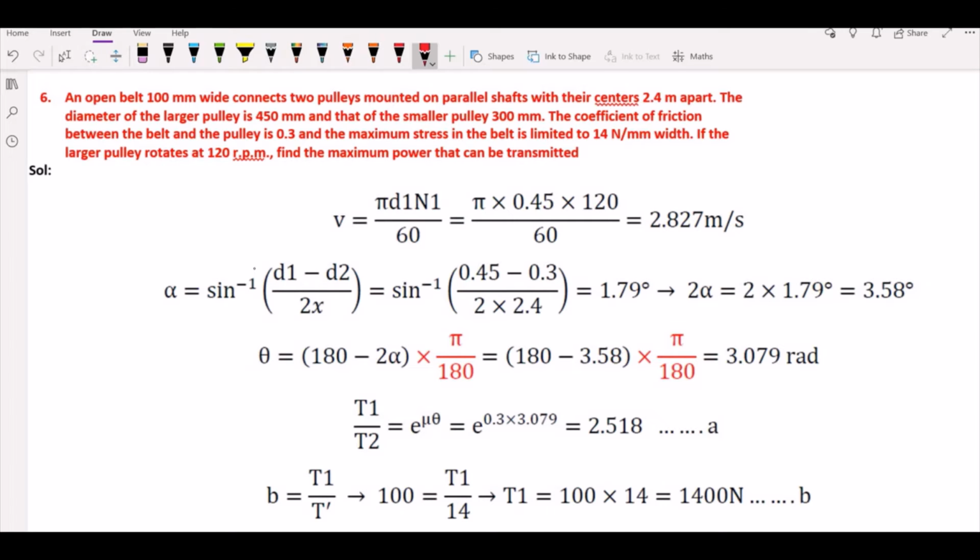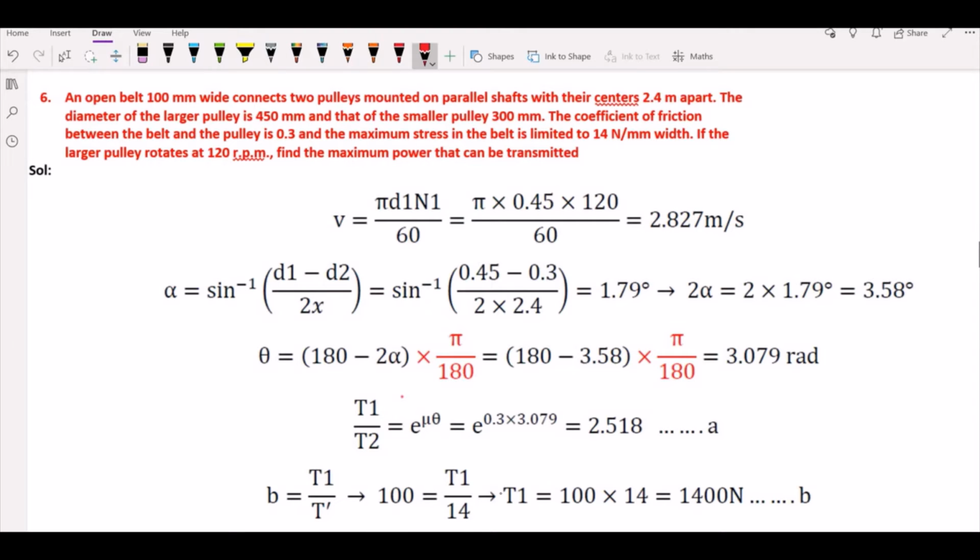T1 and T2 can be calculated from the belt tension ratio, T1 by T2 is equal to e power mu theta. Maximum tension is given, that is 14 Newton per mm width, and the width is also given as 100. From the previous formulas which I gave you in the earlier problem, B is equal to T1 by T dash, where T dash is the maximum tension and T1 is the initial tension. From this relation you can calculate your T1.